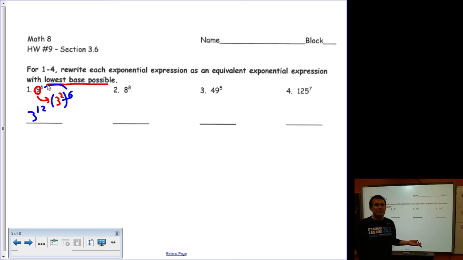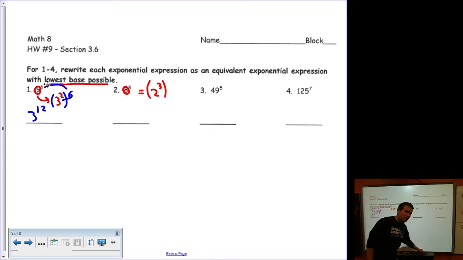Here I can only rewrite it with a lower base if the base is a perfect square or perfect cube. And 8 is a perfect cube. It is equal to 2 cubed. Of course, the 8 had an exponent on it, so that exponent needs to go on the 2 cubed also. And then when I do the power to a power rule, when I multiply them together, this simplifies to be 2 to the 24th.